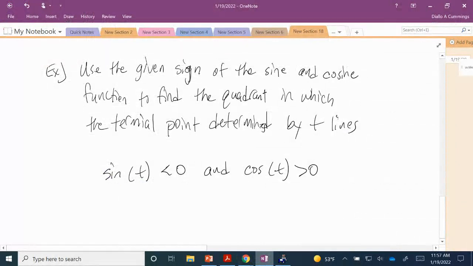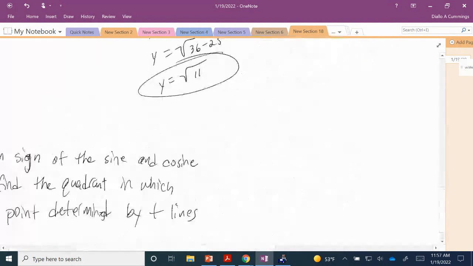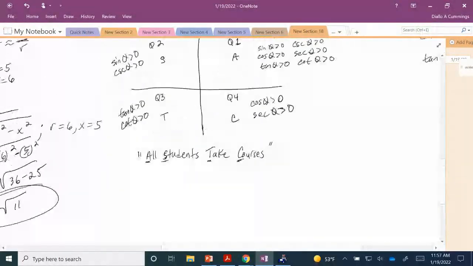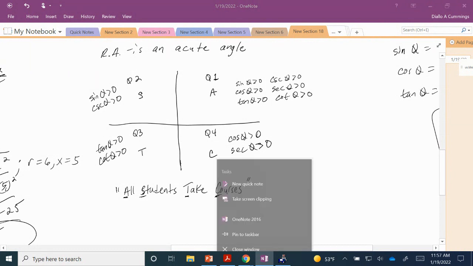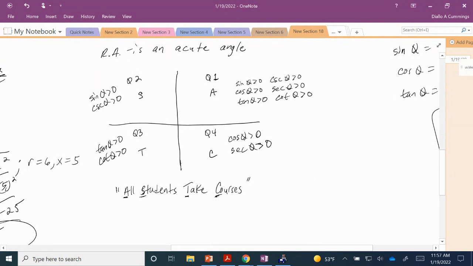All right, now let's take a look at the solution. So we want to determine which quadrant our angle t lies in. Well, if we look back at the reference angle chart, the all students take courses: in the first quadrant, all six are positive. In the second, only the sine and its reciprocal. In the third quadrant, only the tangent and its reciprocal are positive. And in the fourth quadrant, only the cosine and its reciprocal are positive, right?